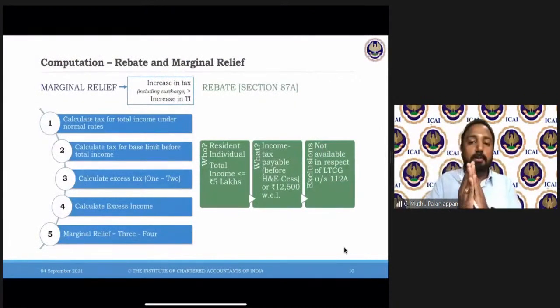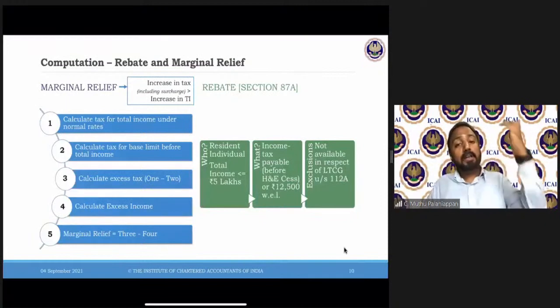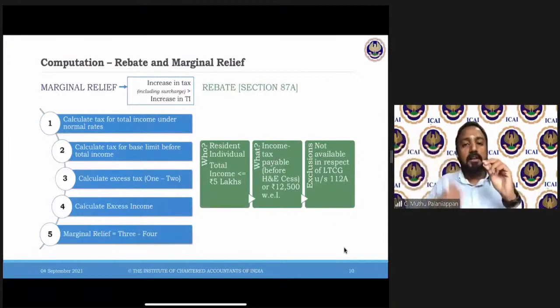Before getting into the concept of rebate, the next step, I wanted to briefly explain this marginal relief concept. You would have already studied this. Basically, marginal relief applies when your surcharge is higher than the income that you have additionally earned. Let's say my income is 51 lakhs. I'll have to pay surcharge for the whole tax, for the entire tax, right? So sometimes my surcharge could be more than 1 lakh for an income of 51 lakhs. Till 50 lakhs, no surcharge. I only earned 1 lakh extra, but my surcharge is more.